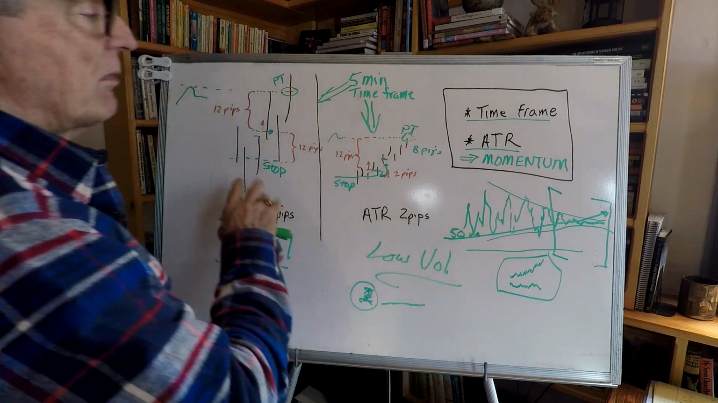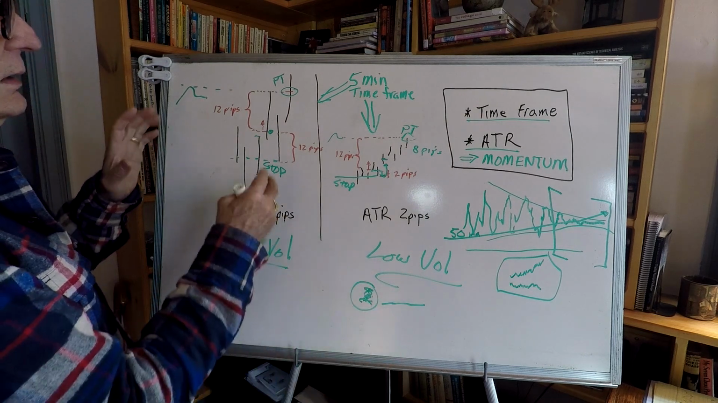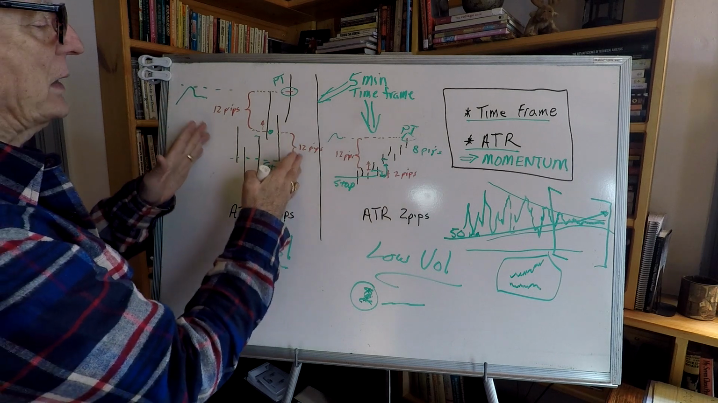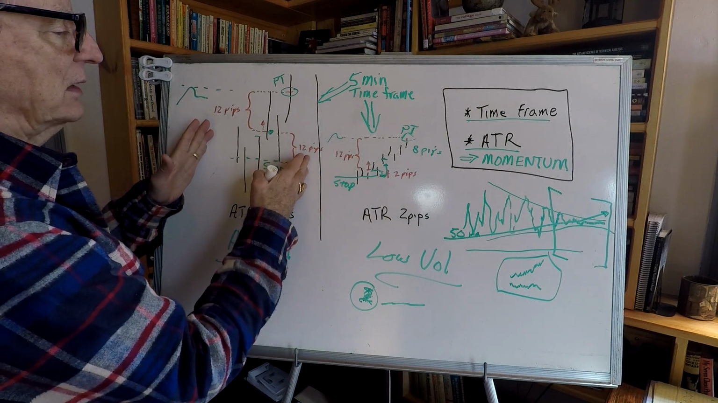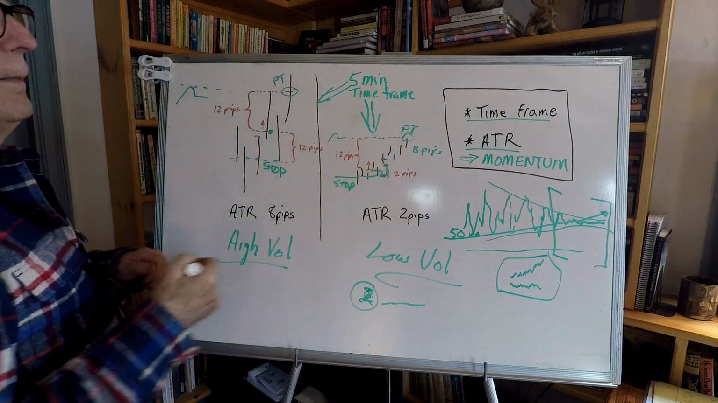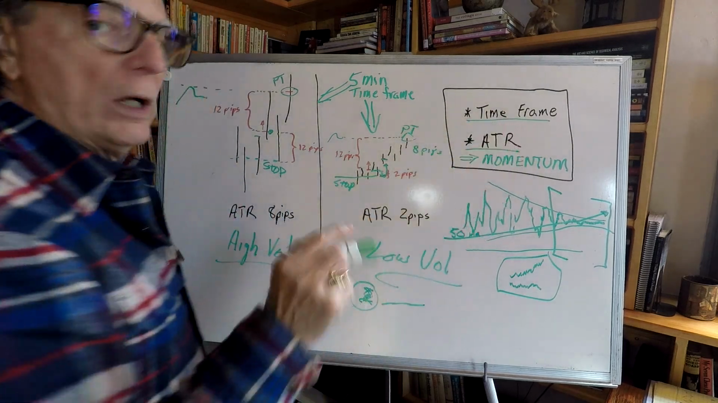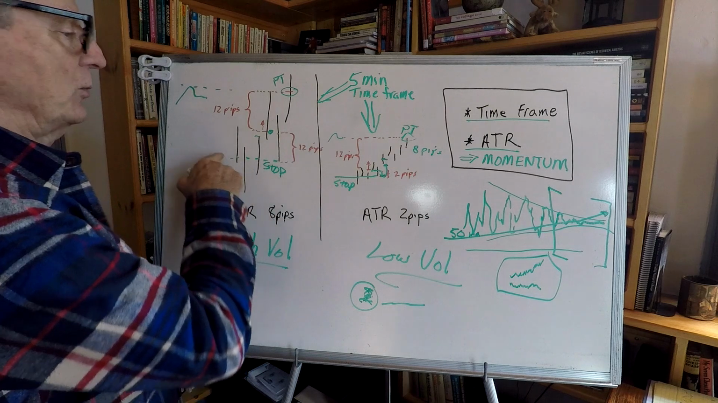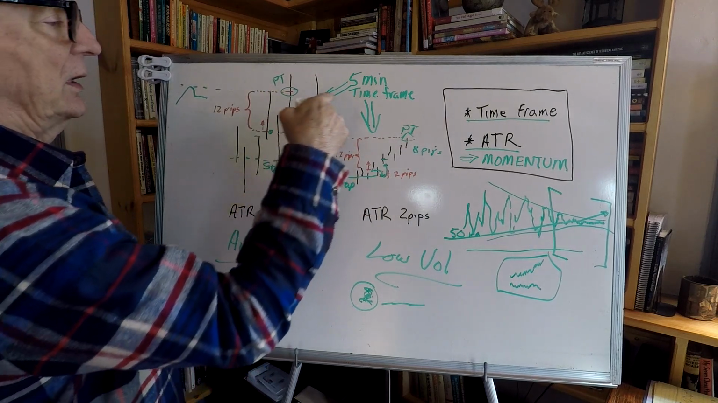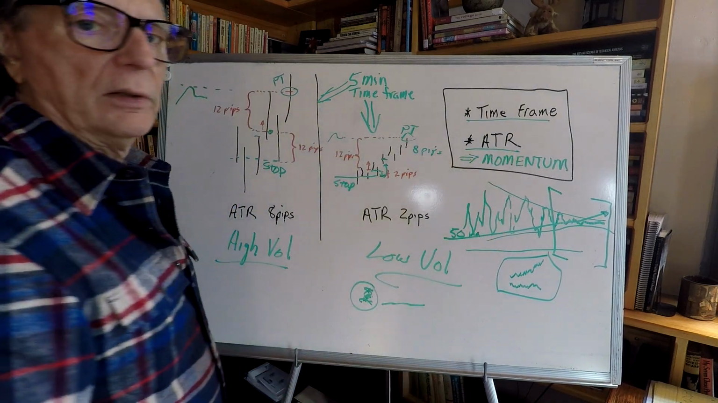So, take a look at this before I shut her down one last time and get a little bit of a better feeling for how you would identify higher volatility situations as opposed to lower volatility situations based on the time frame and the ATR. Now, what you decide to do with that information when you've determined whether you're in a high volatility, a regular volatility, or a low volatility situation is based on the momentum, okay?